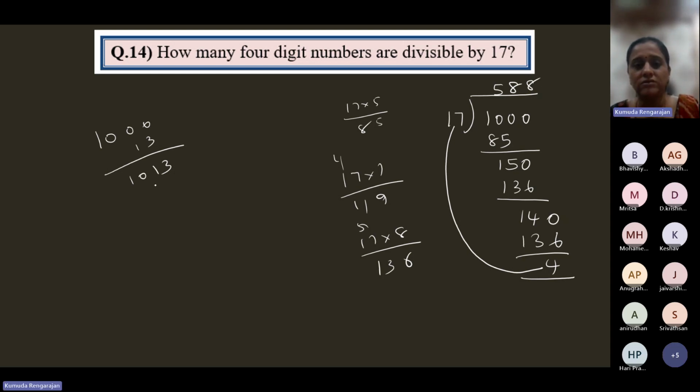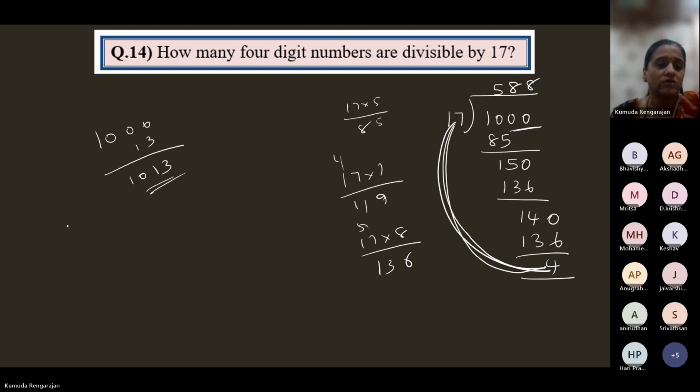So how do you find this number? Because it's about 4-digit numbers, take 1000, because 1000 is the smallest 4-digit number. Divide 1000 by 17. The remainder is 4. Divisor minus remainder: 17 minus 4, 13. Add that to the dividend. 1000 plus 13, 1013. This is the first 4-digit number divisible by 17. So we found the first one.